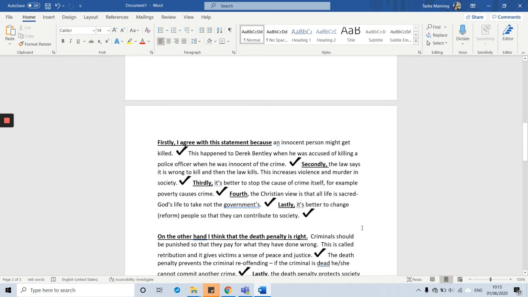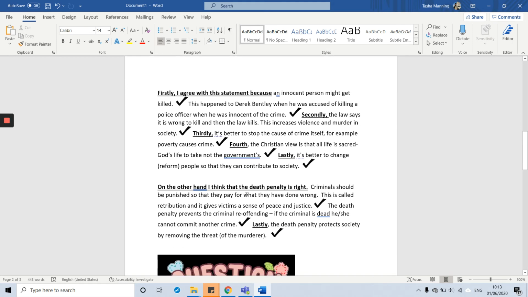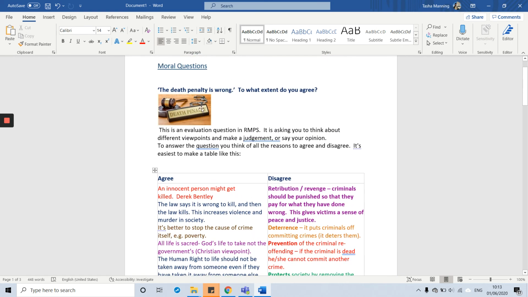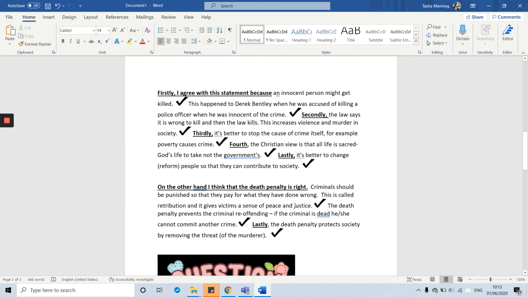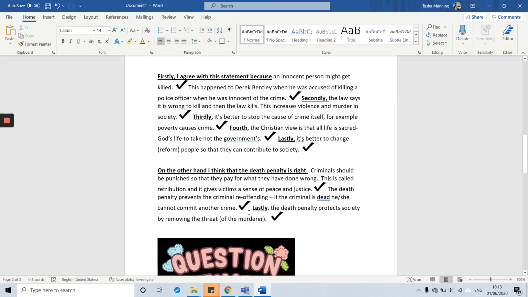You miss a line and you say, on the other hand, I think that the death penalty is right. Okay, so you're using the wording of the question. The question up here, the death penalty is wrong. So on the other hand, you actually think it's not wrong, it's right. Criminals should be punished so that they pay for what they have done wrong. This is called retribution, and it gives victims a sense of peace and justice. There's a mark there. That's a very good developed mark. I would have maybe even given it a mark here, where I've got the cursor.